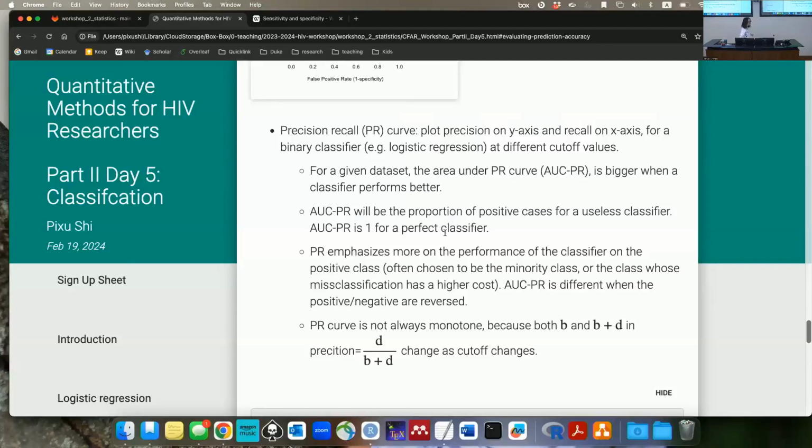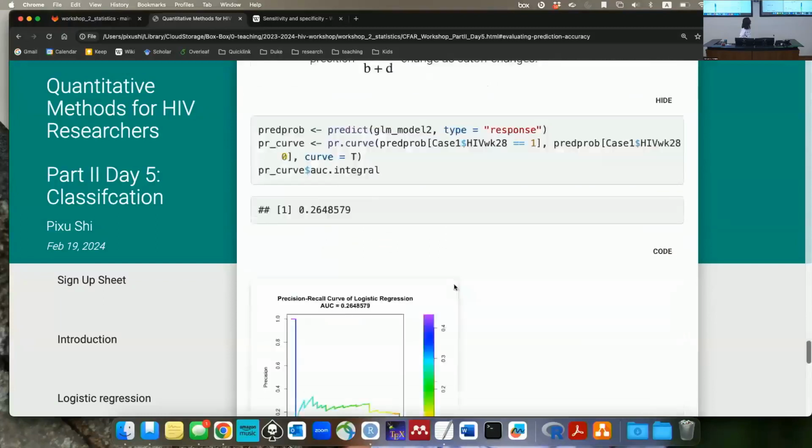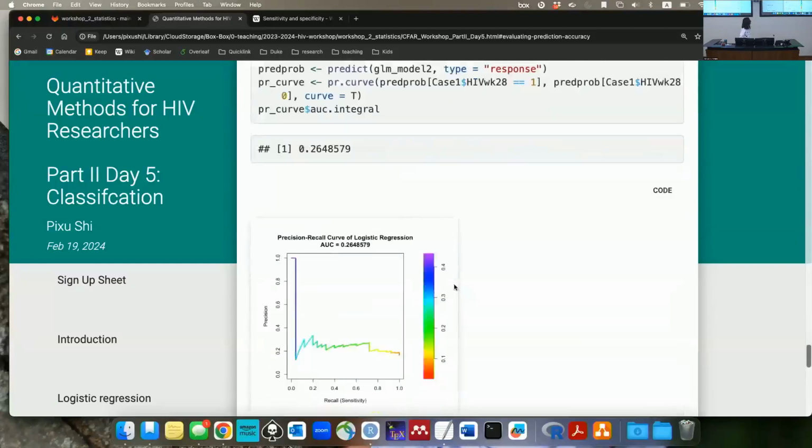What is the best you can do for precision recall, the area under the curve? That's a good question. Is it 1? I think it's 1. Yes. So you can have a sensitivity that's 1 and precision that's also 1.